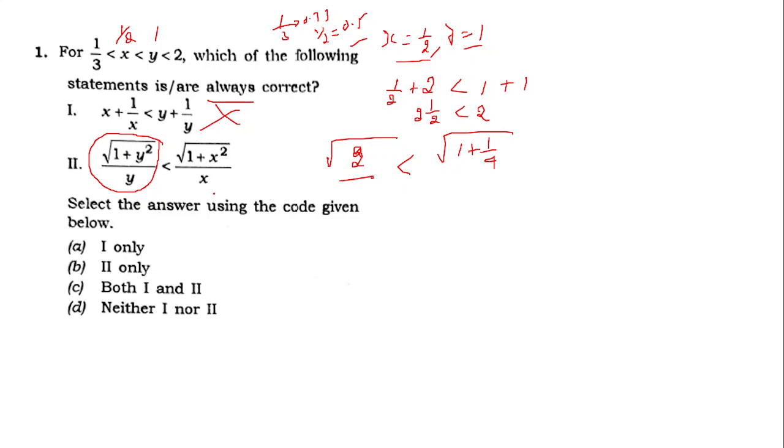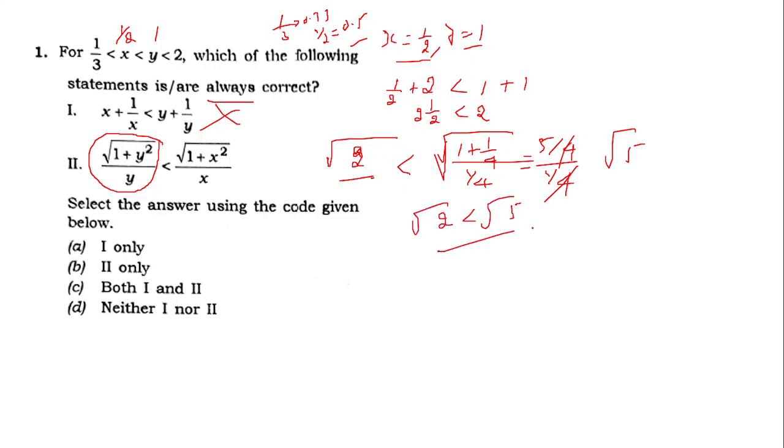What I'll do here is, instead of keeping this x outside, I will keep it inside the bracket, so it becomes x squared. So this becomes 1/4, because (1/2) squared is 1/4. So 1 plus 1/4 is nothing but 5/4, divided by 1/4. The 4 gets cancelled, so we have root 5. Can we say root 2 is less than root 5? Yes, certainly. So this holds good. So we can say option B, 2 only.